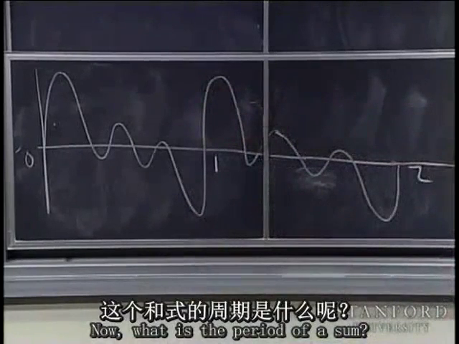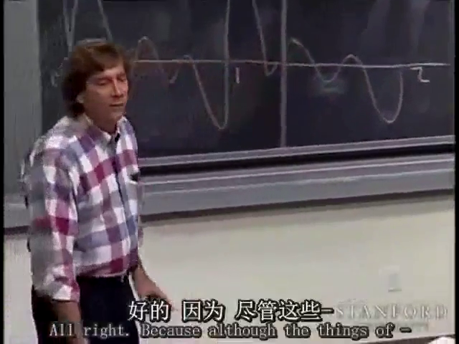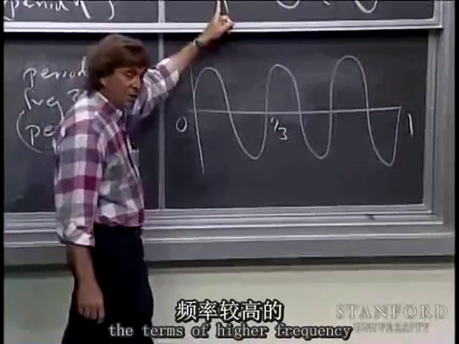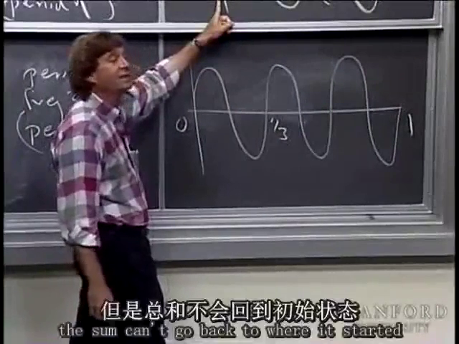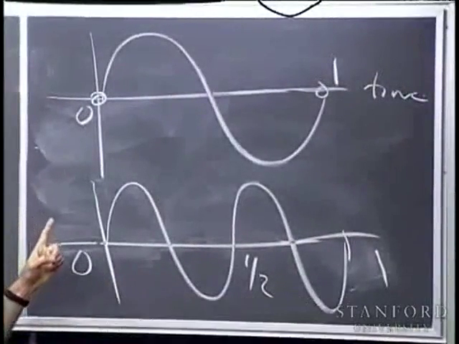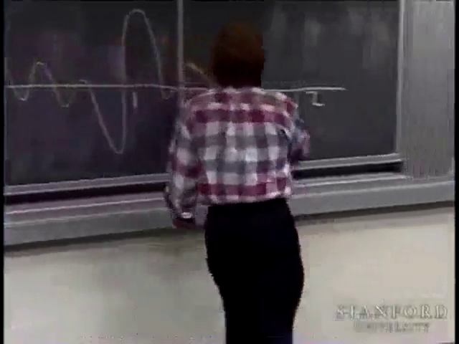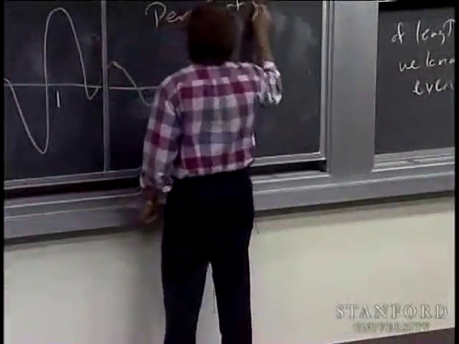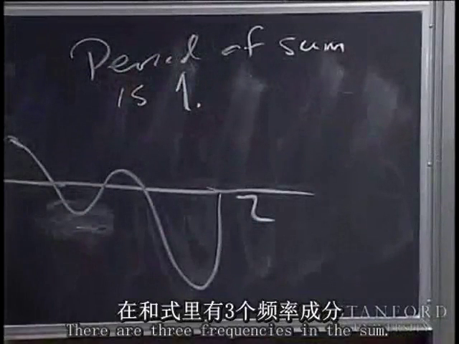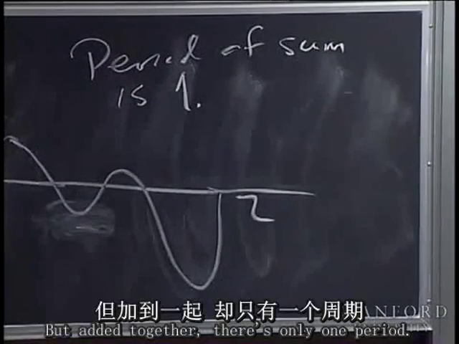Now, what is the period of the sum? The period of the sum is 1. All right? Because although the terms of higher frequency are repeating more rapidly, the sum can't go back to where it started until the slowest one gets caught up, goes back to where it started. All right? The period of the sum is 1. One period, many frequencies. There are 3 frequencies in the sum, 1, 2, and 3. But added together, there's only 1 period.